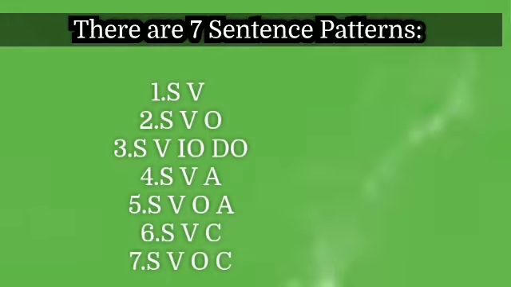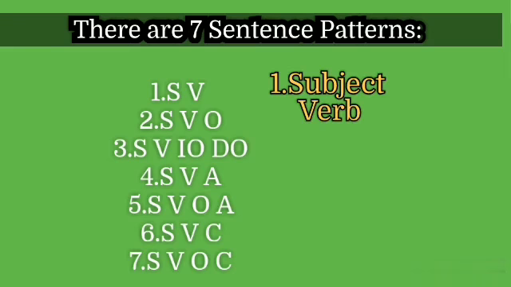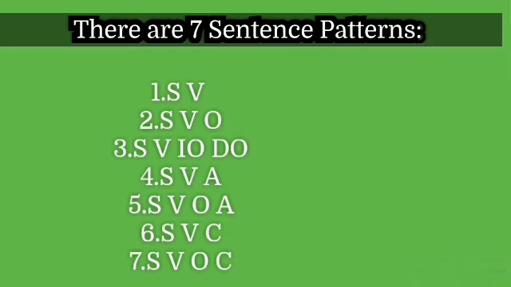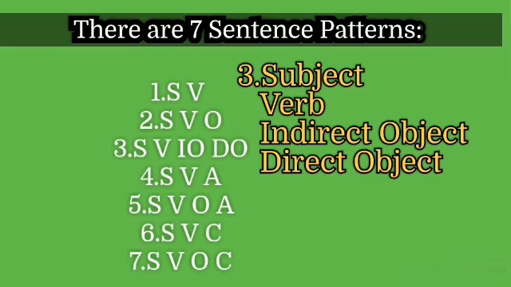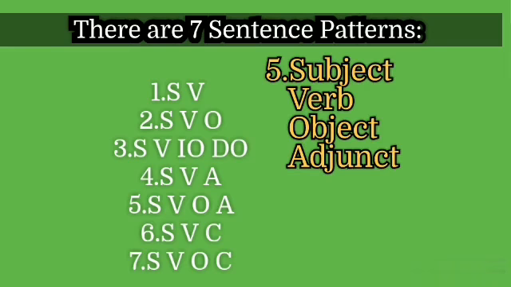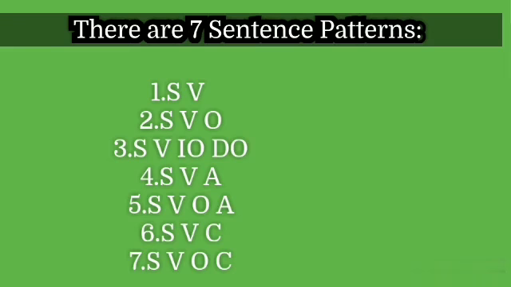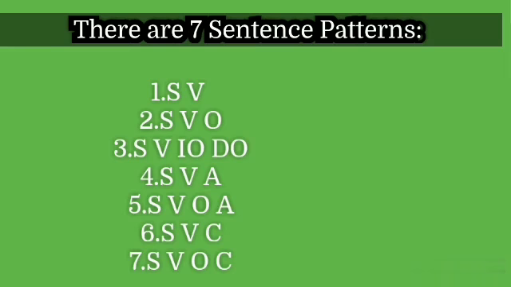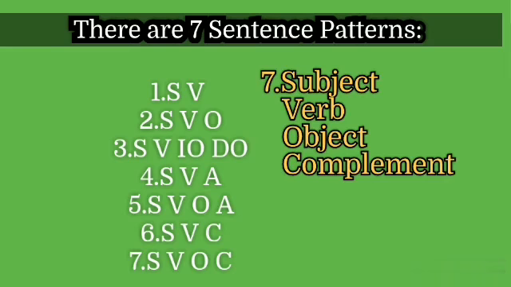There are 7 sentence patterns. First, subject, verb. Second, subject, verb, object. Third, subject, verb, indirect object, direct object. Fourth, subject, verb, adjunct. Fifth, subject, verb, object, adjunct. Sixth, subject, verb, complement. And seventh one, subject, verb, object, complement.